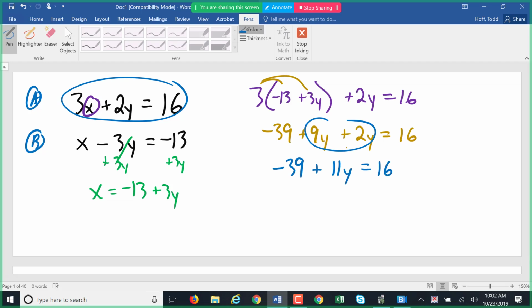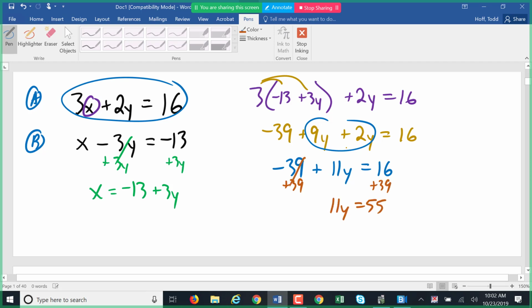Now we have a simple linear equation, so we're just going to solve. We're going to add 39 to get rid of the -39. 11y equals 55. And we'll divide by 11 to get y equals 5. So again, that's only half the answer.